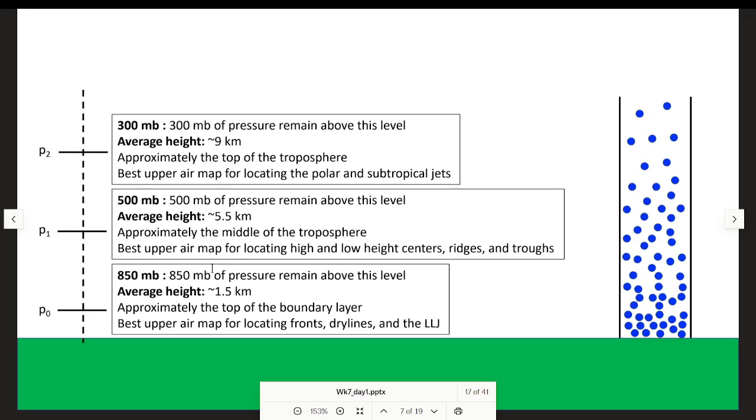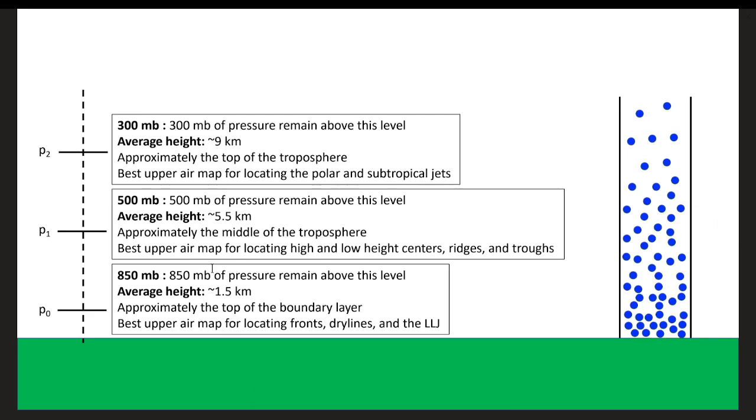So this is about the top of the boundary layer, and it's the best, I wouldn't call it an upper air map, but it's the best map for looking at fronts, dry lines, and the low-level jet. Fronts, dry lines, and the low-level jet are all considered surface features. So you're going to look in the lower atmosphere to find these phenomena.